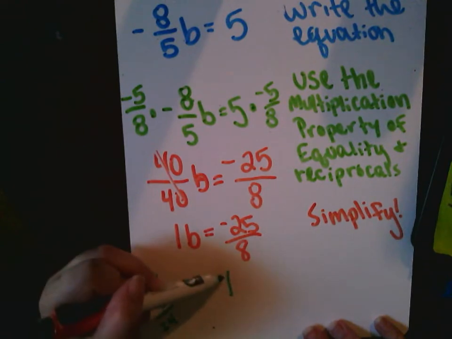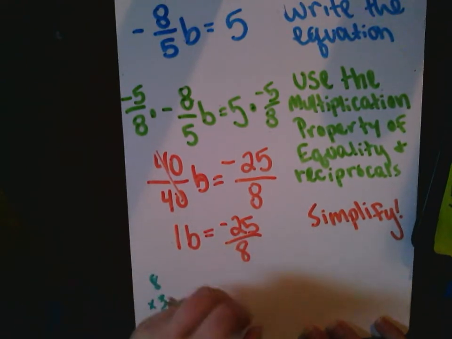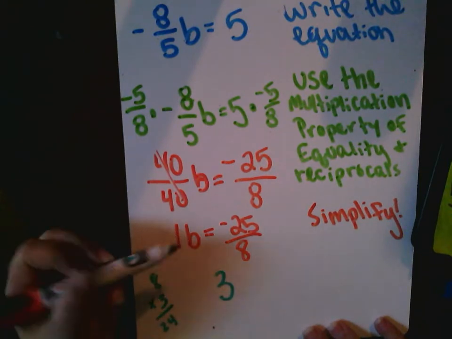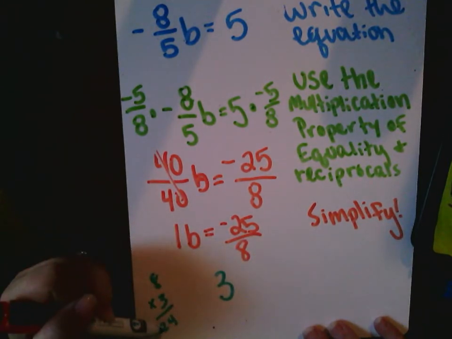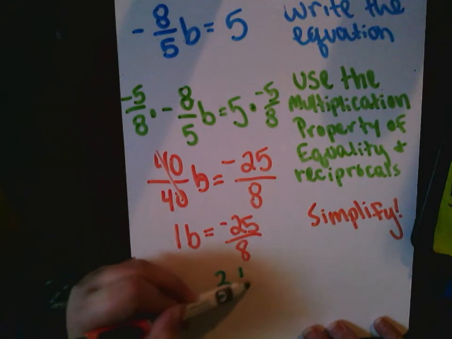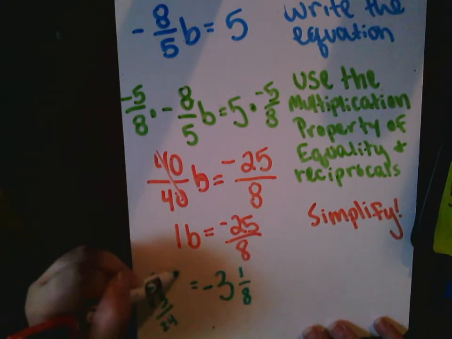And so we'd have, so we have a 3 as our whole number. Since it went into it 24 times evenly, we have a remainder of 1. So we'd have 1/8 left over as our fraction, and it's negative. It's equal to b.